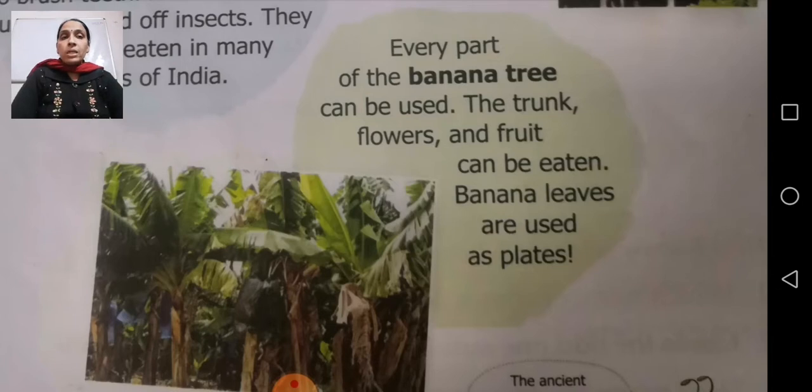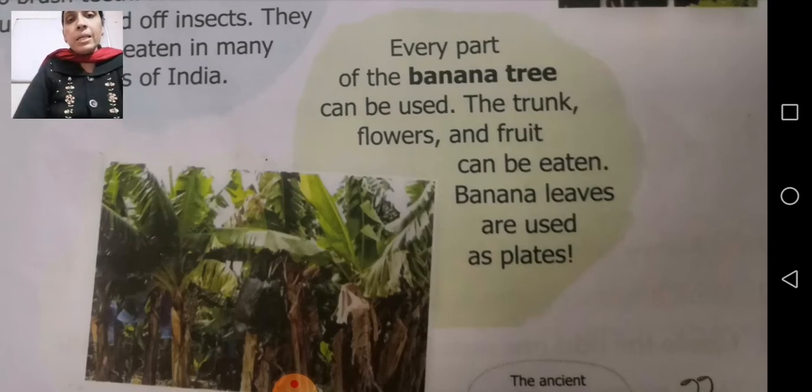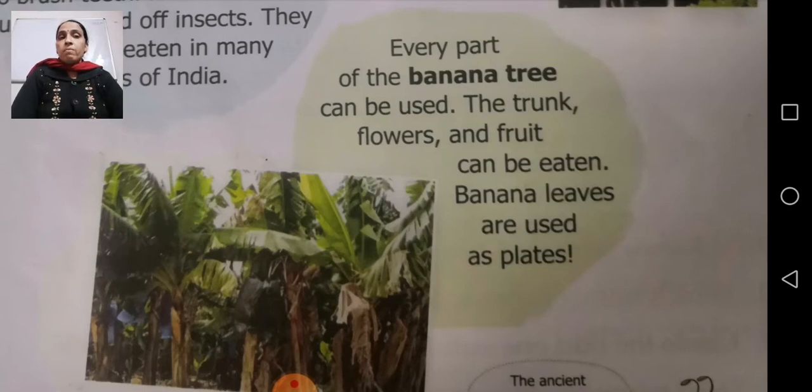Now the trunk, flower and fruits can be eaten. Any tree, whichever tree you have, these trees have only these parts: trunk, flowers, fruits and roots, which are inside the soil. What does the trunk do? We will cut out the trunk and then we can use it as furniture. The flower will convert into fruit and then the fruit can be eaten. We can pluck it and keep it, then we will let it ripen and then we will eat it. So banana leaves are used as plates.